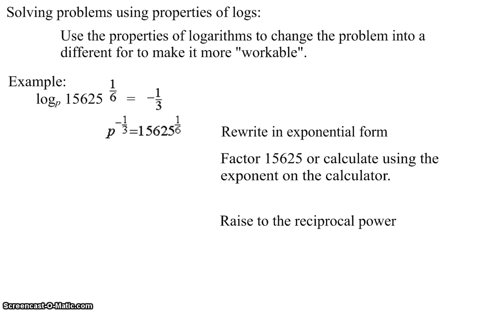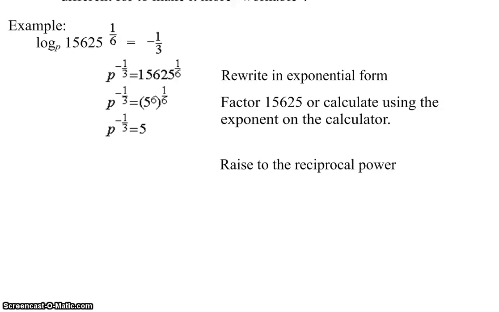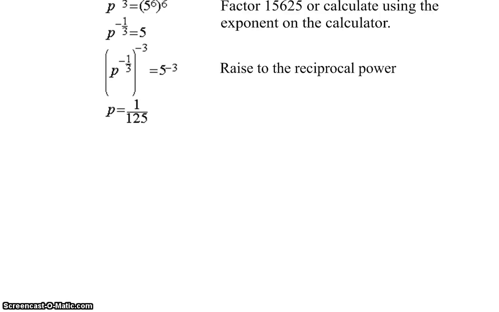At that point, I factored 15/625. You could use the exponent function on your calculator. Just do 15/625 to the 1/6 power. And when I did, I ended up with 5 to the 6th to the 1/6, or 5 from the calculator. So I have p to the -1/3 equals 5. Now at this point, I needed to raise it to the reciprocal power to solve for p, so I raised both sides to the negative third power. And when I did that, I ended up with p equaled 1 over 125.